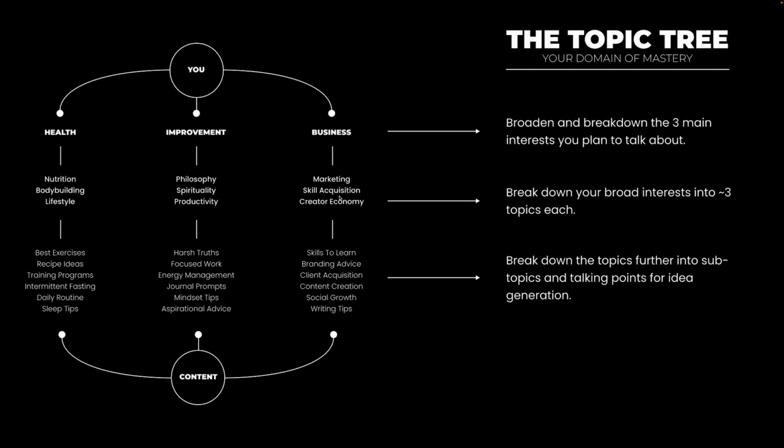But I would rather go broad and give myself a lot of room at the start to test ideas and see what I actually like writing about and what other people want to hear from me. So the first step is to broaden and break down the 3 main interests that you talk about. If you feel like your topic or interest is too constricting, then raise it up one level. Marketing can turn into business, skill acquisition can turn into business, philosophy can turn into just self-improvement or self-actualization. Same with nutrition, fitness, bodybuilding, etc. It can just turn into health, right?